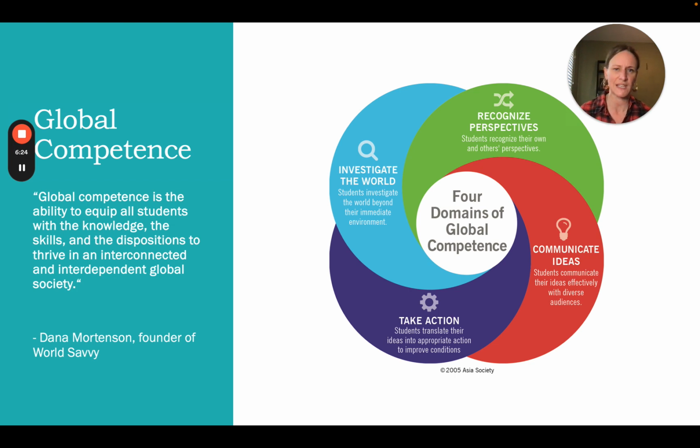And lastly, we take action. This is such a key component of global competence and of global education. Students translate their ideas into appropriate action to improve conditions, and not improving conditions in a top-down sort of way, like we can help them improve their conditions because we have the solutions and the money. Not that at all. Improving conditions together with people all over the world because we live in an interdependent global society.